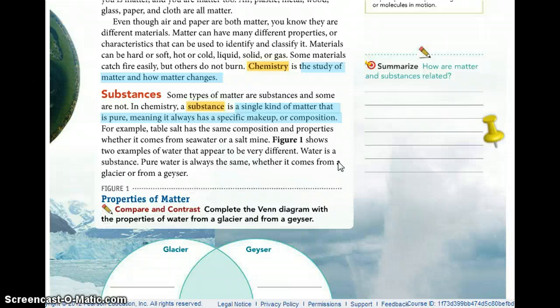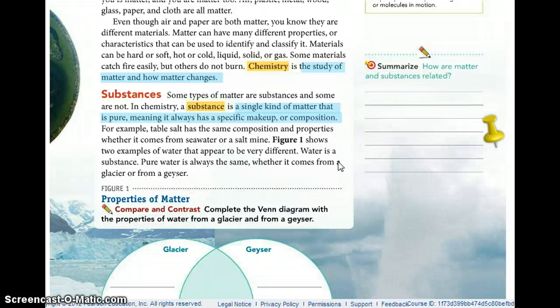Some examples of a substance the book gives you is salt. Salt is always going to be made up of NaCl, or sodium chloride. Those properties are always the same for salt. When we talk about water, water is pure, it is H2O. Doesn't matter, like it says, if it comes in ice form, or if it's water form, it is always H2O.